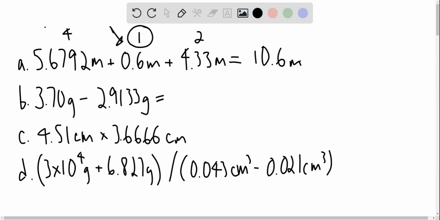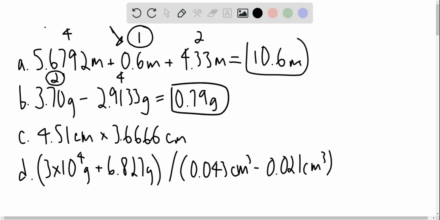Okay? Let's look at the second question here. We have 3.70 grams minus 2.9133 grams. Now the rule for significant figures is still the same. So we just count the number of decimal points, 2 and then 4, right? And then we choose the one with less. So we're going to round it to the 100th place this time, to 2 numbers after the decimal point. And if you just perform the calculation, you should get 0.7867, right? We're going to round to the 100th place, so it ends up as 0.79 grams. Okay, easy peasy.